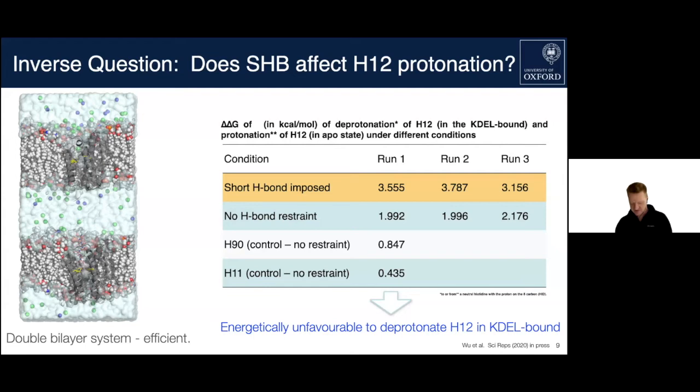These other numbers here are just random histidines, just to give you an idea of the change that you might randomly expect to see. So you can see it's basically 0.5 or 0.9 of a kcal for a random histidine somewhere else on the protein. So this is the amount of energy by which it's unfavorable to deprotonate the H12 when you're in that KDEL bound state.